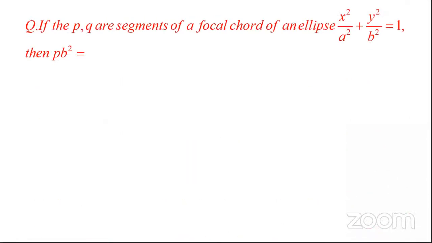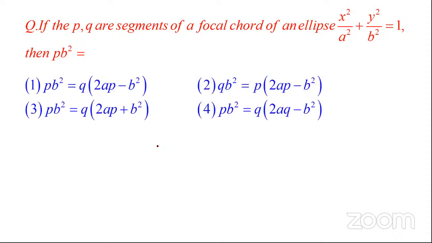Next, if p, q are the segments of a focal chord of an ellipse x square by a square plus y square by b square equal to 1, then we have to find pb square. So pb square equal to q into 2ap minus b square, or qb square equal to p into 2ap plus b square, or pb square equal to q into 2aq minus b square. Just the focal chord is mentioned, p and q are the segments. Then we have a formula.